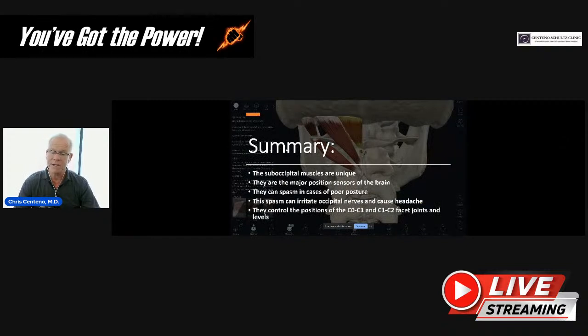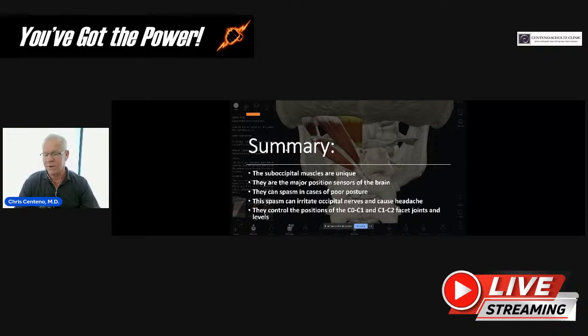So in summary, the suboccipital muscles are pretty unique. They're major position sensors of the brain. They have an immense density of muscle spindles or position sensors within them, at 10 to 20 times what's in a normal muscle. They can spasm in cases of poor posture, which can then irritate the occipital nerves and cause headaches and other things.